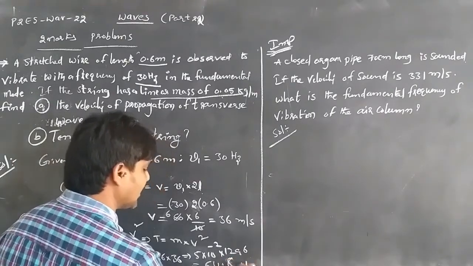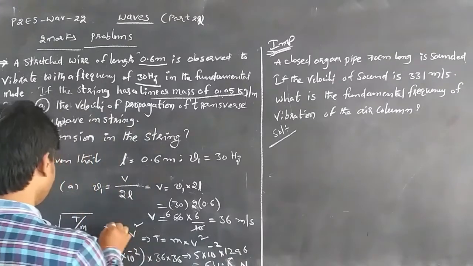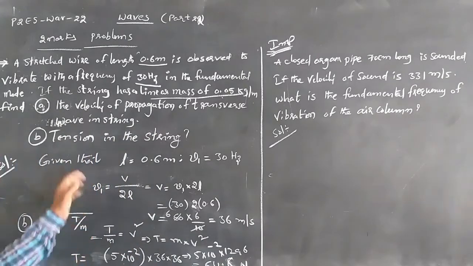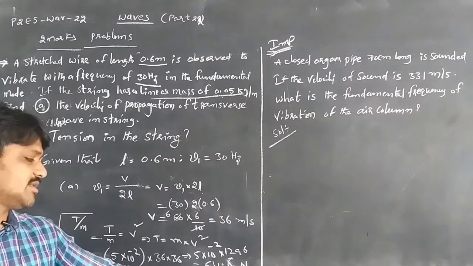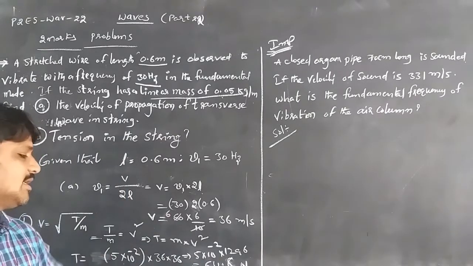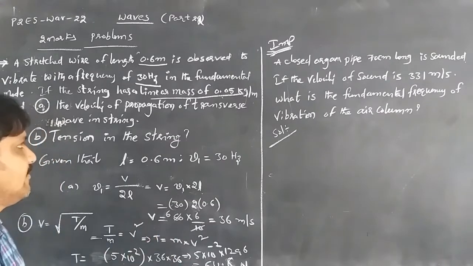64.8 newtons is the tension value. A tension of 64.8 newton will develop in the string. This is the value for the first problem.